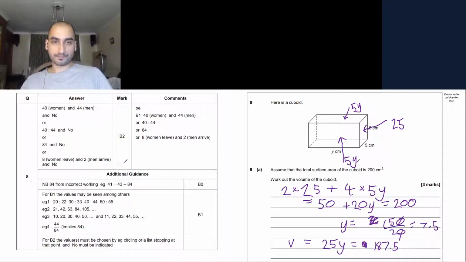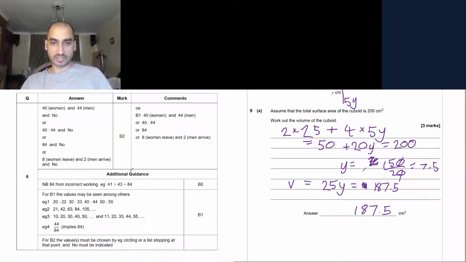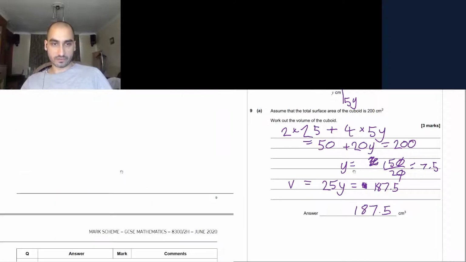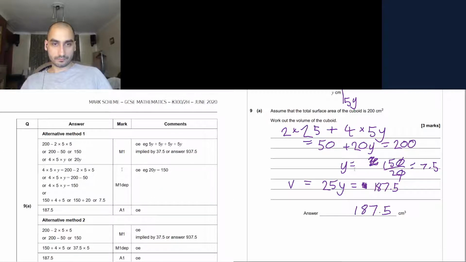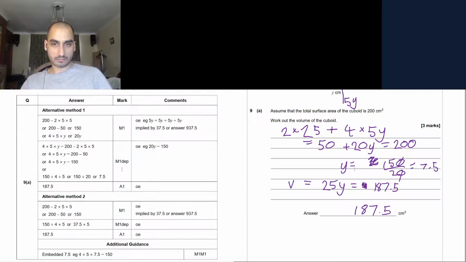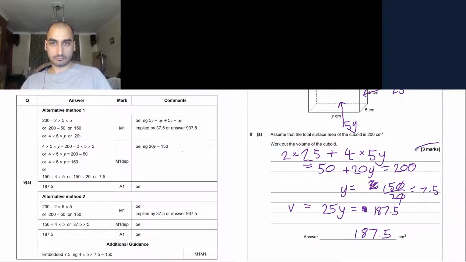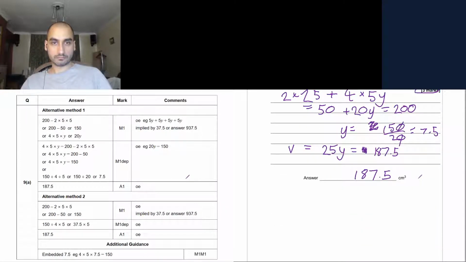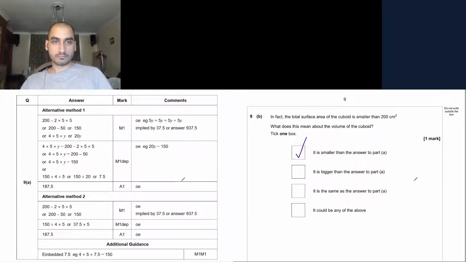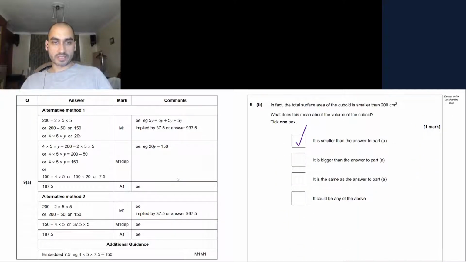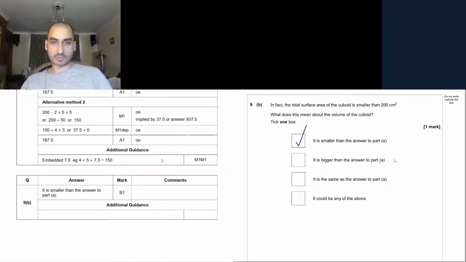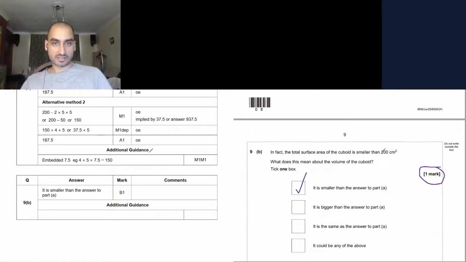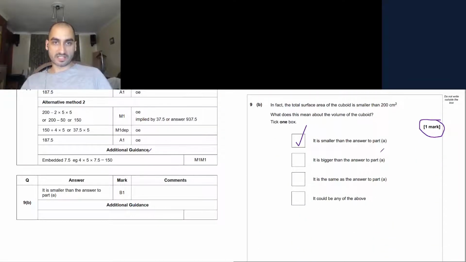Alright, cuboid. Work out the volume of the cuboid. I said 187.5. Yep, correct. Tick one box. It is smaller than the answer to part A. Yep. That seemed almost deceptively easy. I thought there was some catch here. It's saying, now if you make the surface area smaller, what happens to the volume? Well, the volume goes down as well.